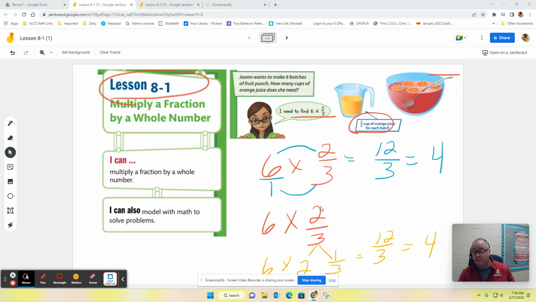So I like either one of those methods. You guys can kind of figure out what you want to do. Some of you are going to be able to do this mentally, and that's fine, which is great. But sometimes you're going to get bigger fractions. So let's take a look at another problem.